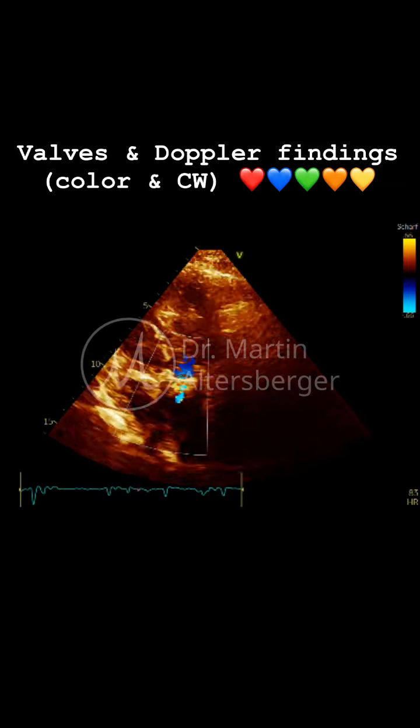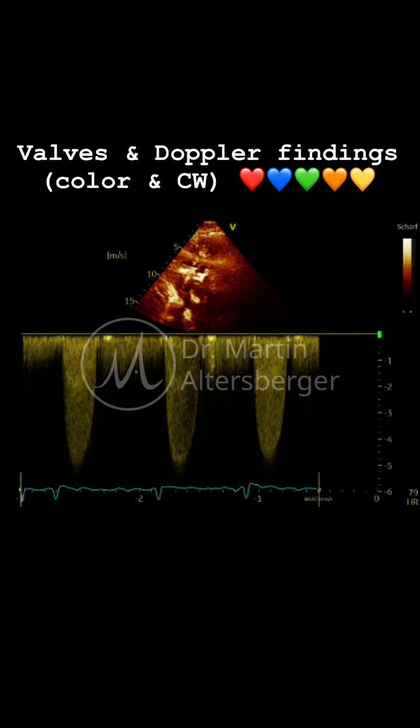To quantify, we do need several other Doppler measurements and especially continuous wave Doppler. In this measurement, you see a signal, and the signal peaks around 5, a little bit above 5 meters per second, indicating that this truly is severe aortic stenosis in a bioprosthetic aortic valve replaced 3 years ago.